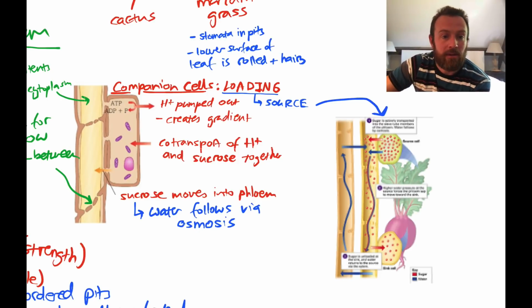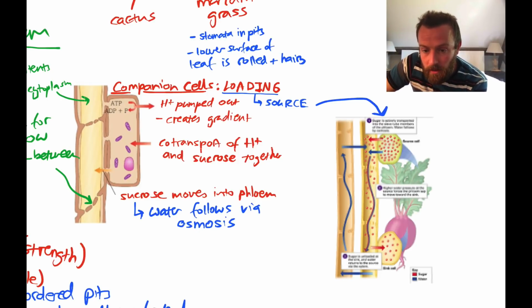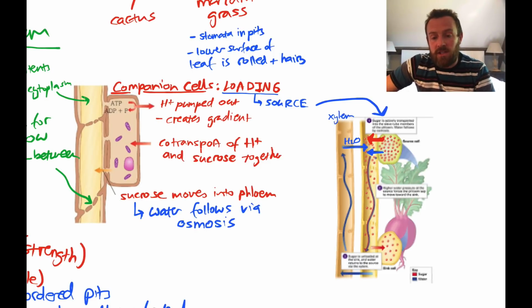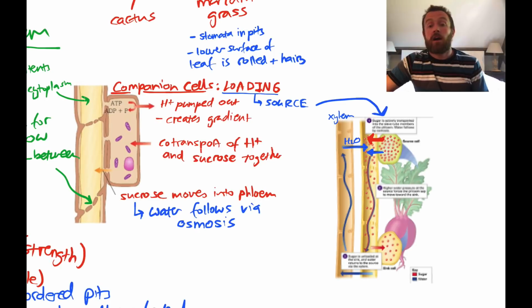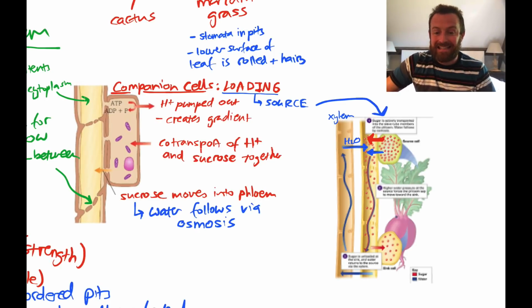So this red arrow here shows sugar being loaded into the phloem. And then we can see that water follows, these two blue arrows. So water follows like that. It also follows from xylem, which typically runs next to the phloem. So this is H2O moving from the xylem into the phloem. So this generates a high hydrostatic pressure. There's physical pressure there. Now what's happening at the sink?